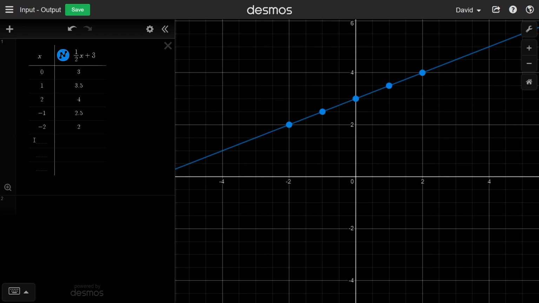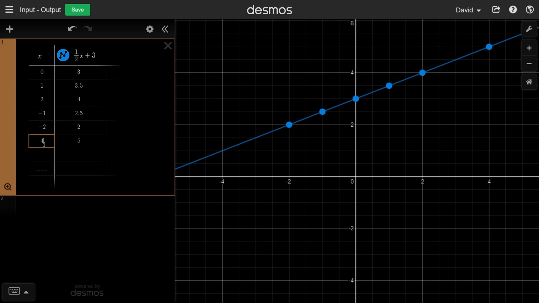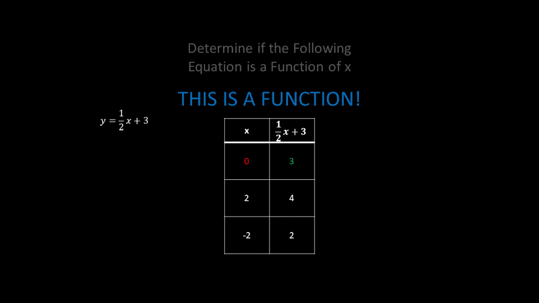and find out what that is. We can come over to our chart, type in 4, and that's going to be 4, 5. We could have also found that from the graph by tracing this over to see that this is the 5 area. So in conclusion, because each input had exactly one output, this equation, y equals 1/2 x plus 3, is a function.